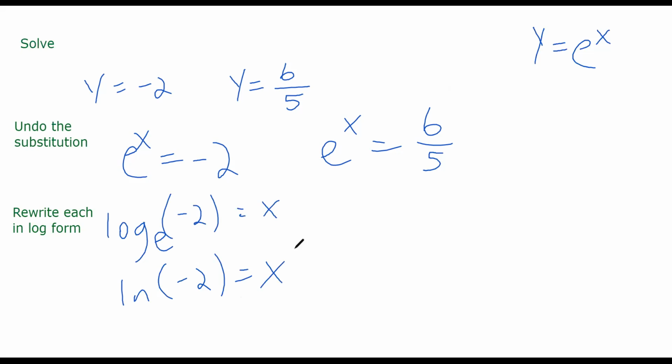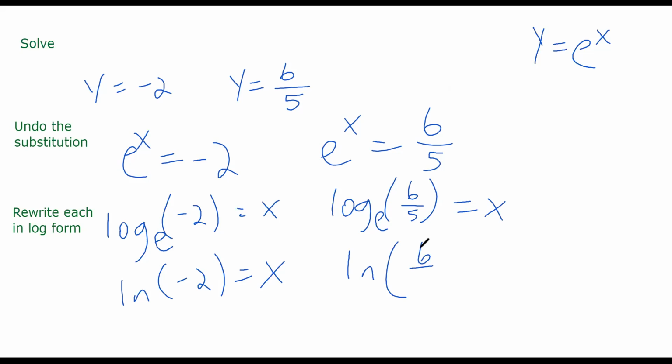Wait a minute, this is actually going to be a problem here, but we'll deal with it in just a second. Let's rewrite this into logarithmic form. It'll be the log base e of 6/5 equals x, or ln of 6/5 equals x.